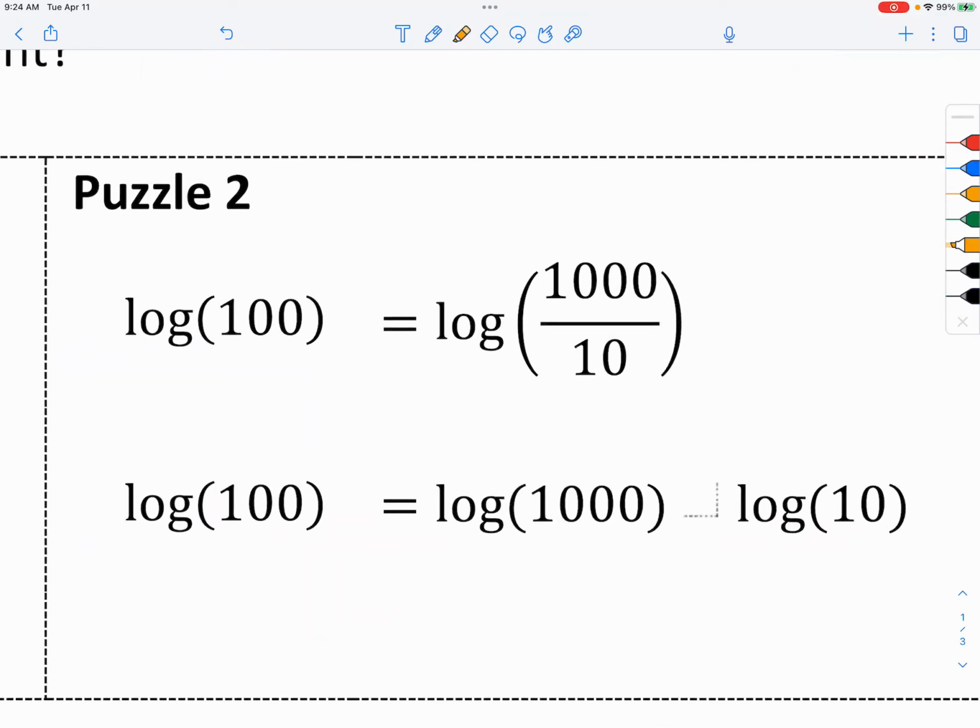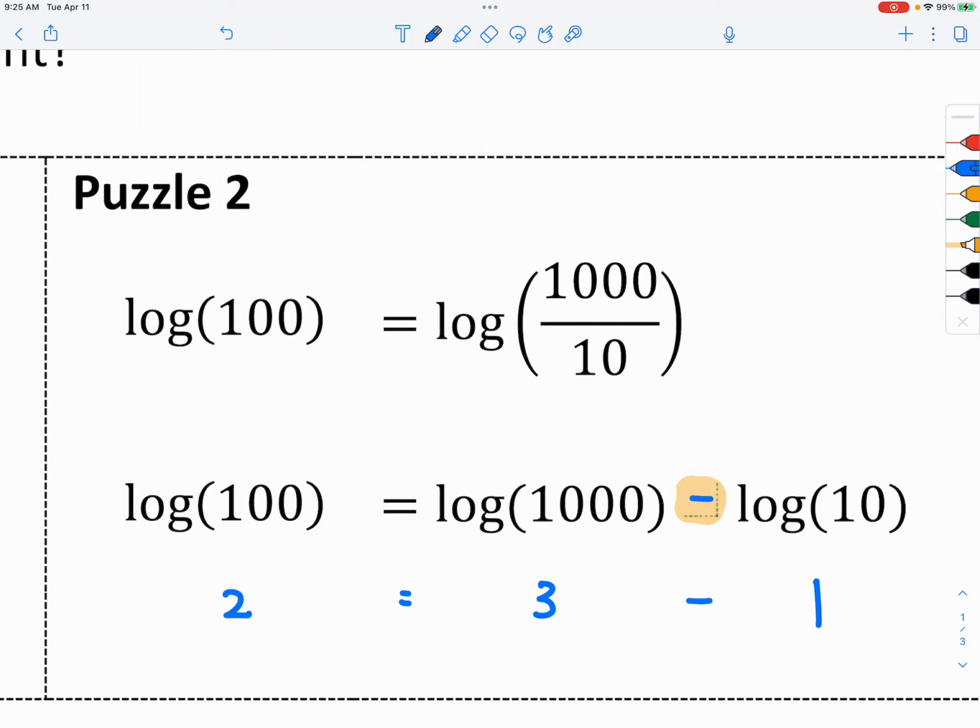So we have log 100 on the left. So the way I write the log 100 is 1,000 over 10 on the right-hand side. So now, same question. There's a little box right here. What would you put inside the box? Plus, minus, multiply, divide. It must be a minus. Because 3 minus 1 equals to 2.